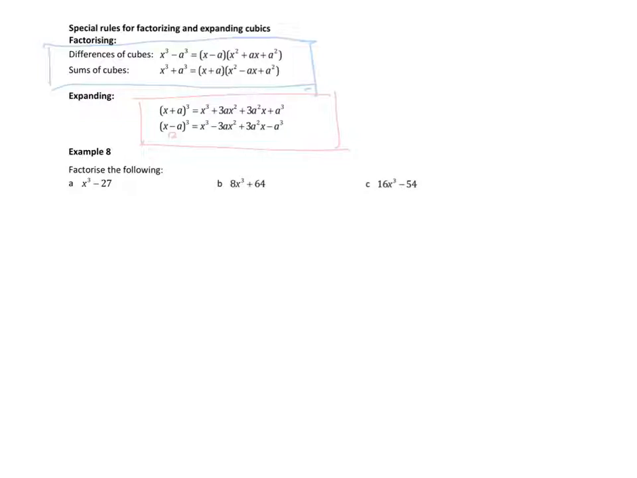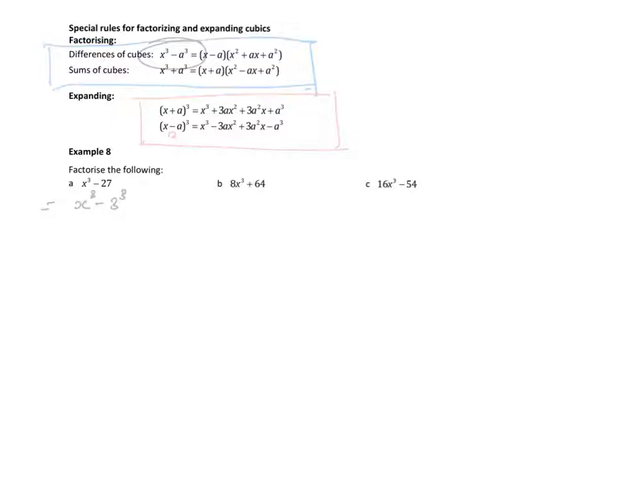x cubed minus 27. Come back up to this particular one up here, the difference of two cubes. So what I'm going to do first of all is write this as the difference of two cubes, and it becomes x cubed minus 3 cubed. That should be your first step. Always look at it as cubes.